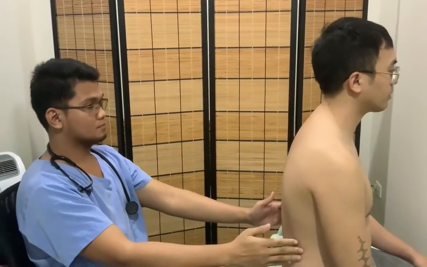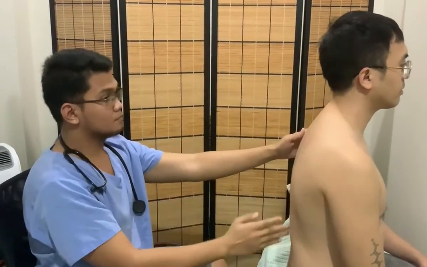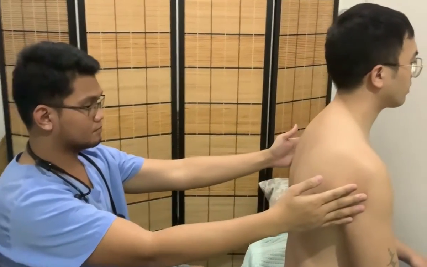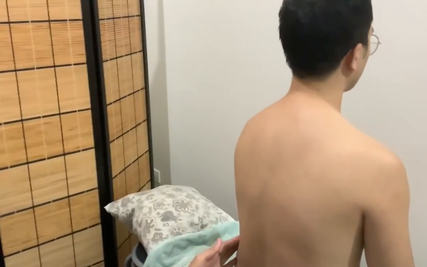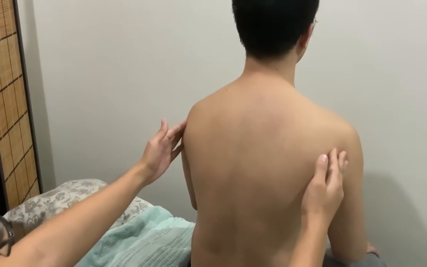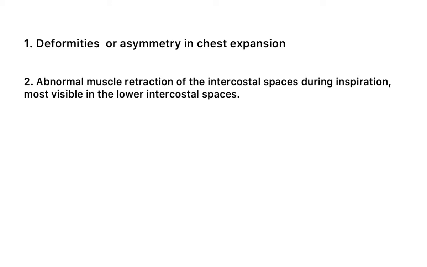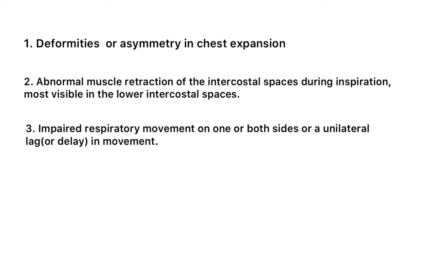Proceeding with the examination of the posterior chest, inspection is done by standing in a midline position behind the patient, noting the shape of the chest and how the chest moves, including the following such as your deformities or asymmetry in chest expansion, abnormal muscle retraction of the intercostal spaces during inspiration, most visible in the lower intercostal spaces, impaired respiratory movement on one or both sides or a unilateral lag or a delay in movement.